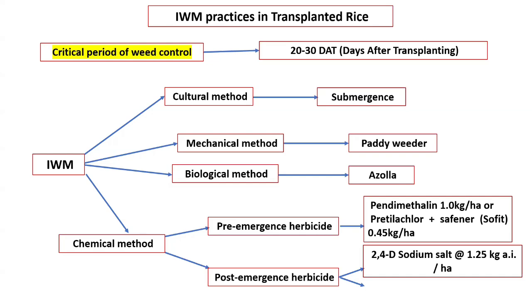And to bridge the gap, after adopting these methods, if the weeds are not controlled properly, we can go for herbicide application. There are lots of herbicides available. As a pre-emergence, we can go for pendimethalin. The doses are mentioned here. And for post-emergence, we can go for 2,4-D sodium salt. Under 2,4-D there are lots of molecules present: 2,4-D sodium salt, 2,4-D amine. Sodium salt is good for controlling weeds 20 days after transplanting, or 30 to 35 days after transplanting.